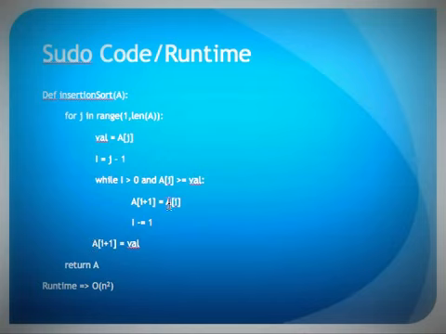and you continuously do this, and then at the very end, when you finally are finished with i, you set i plus 1, that position, to the value that you originally started with. And then once you go through the entire loop, through every element, you'll return the new sorted array.